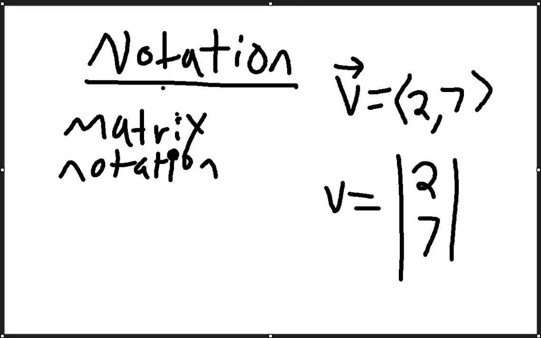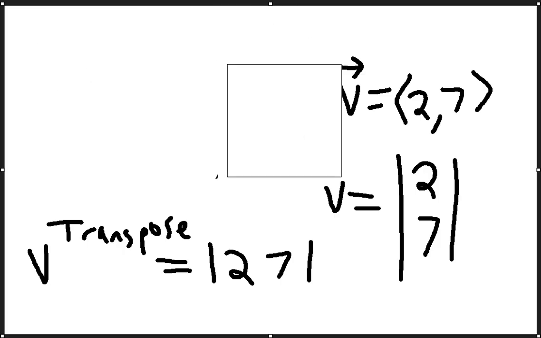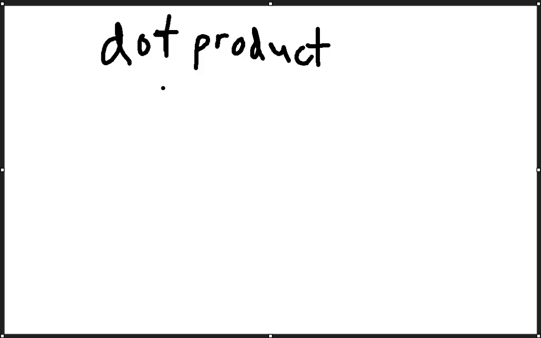And as a side note, a row vector, we call it v transpose. Maybe I better spell that. It is just the vector more or less turned on its side. So we have 2, 7, instead of it being a column. Now, why is this important? Well, we're going to do something called the dot product. And I'm going to show how to calculate it.